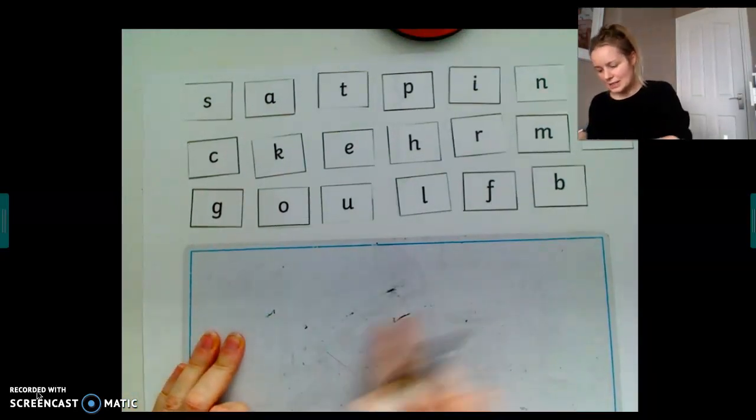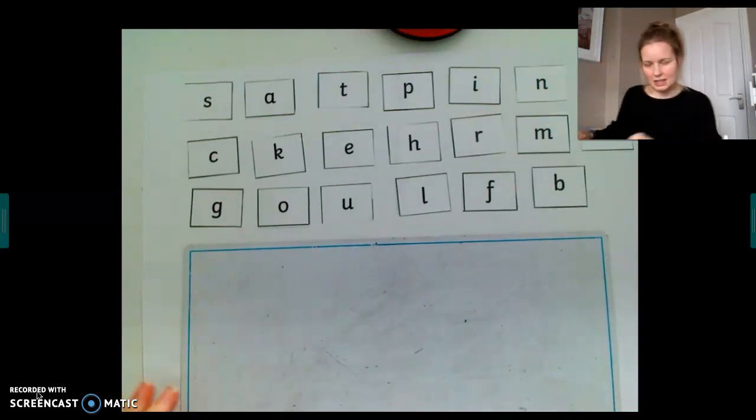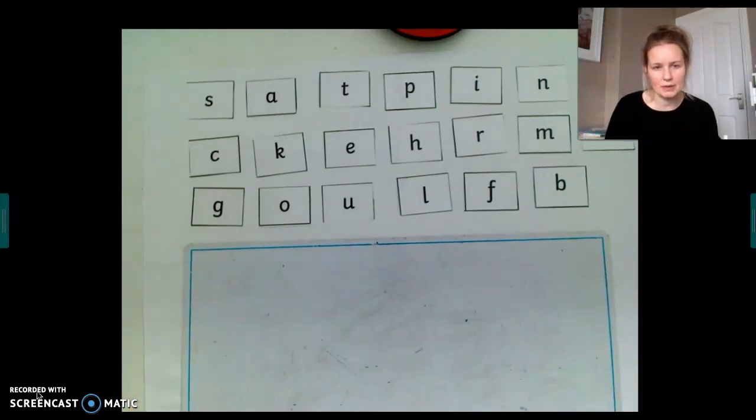How are we getting on with this, boys and girls? It can be tricky at the start when we're trying to do our writing, but if you keep on practicing your writing on the whiteboards with all your different sounds, it'll become a little bit easier. Okay, let's try another word.